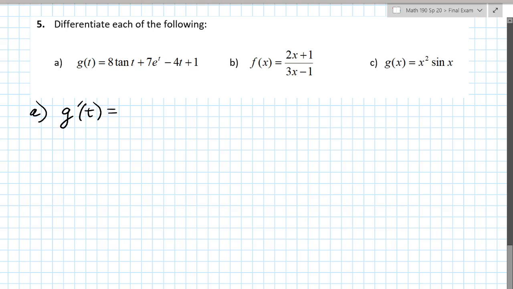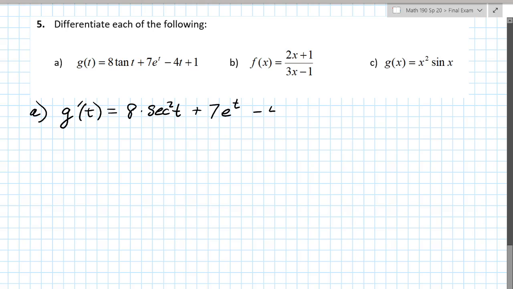We've got the constant times a function, so the constant carries down. Now we have to remember what the derivative of tangent t is. Derivative of tangent with respect to t is secant squared t. The derivative of a sum is the sum of the derivatives, so we add the next derivative. 7 times e to the t. The derivative of e to the t is e to the t.